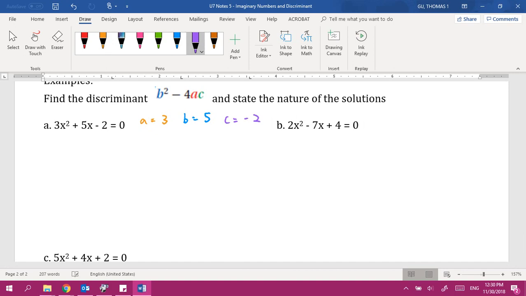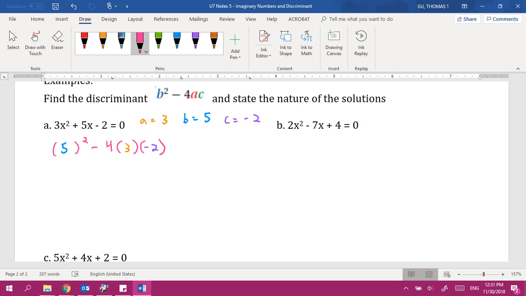Negative 2. So the discriminant, as it says right there, you don't have to memorize that. I'll always give you the formula. It's b squared minus 4 times a times c. So what goes in that first parentheses right there? 5. What goes in the next one? 3. And what goes in the last one? Negative 2. So when we solve this, that will be what the discriminant is.